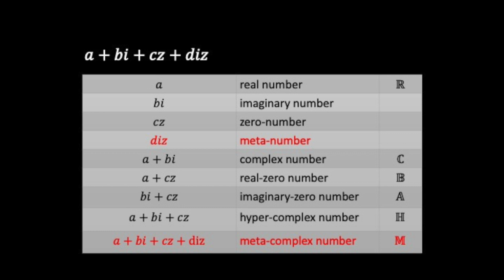Why do I call the numbers with iz meta-numbers? Because they can no longer be represented in a three-dimensional space, so they go beyond, meta, the possibility of representation in 3 dimensions. Let's have another look at the powers of z. We already saw that z squared equals z. In general, we can say now that z to the nth power will be equal to z for all positive and non-zero whole numbers.